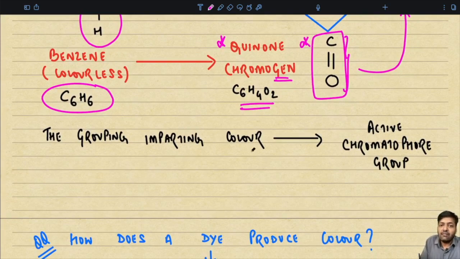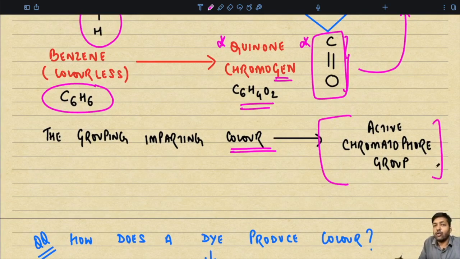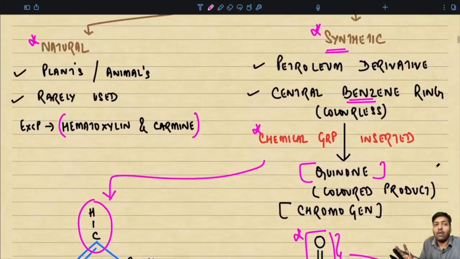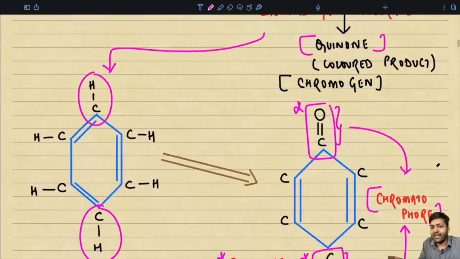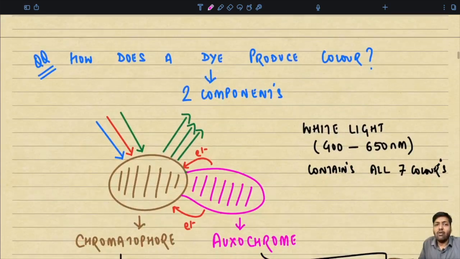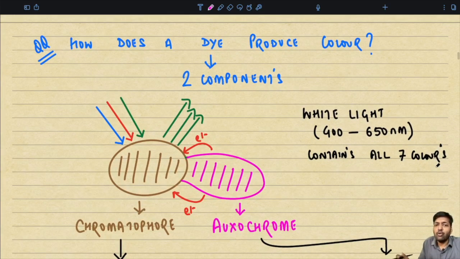So the grouping which is imparting the color is called the active chromophore group. There are two types of compound: dyes can be natural, or they can be synthetic. So how does a particular dye produce color? How is it that a dye is producing color? Let us try to understand this concept.